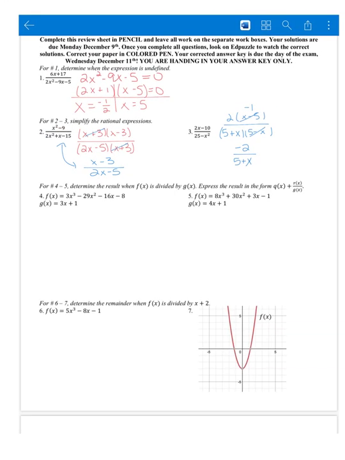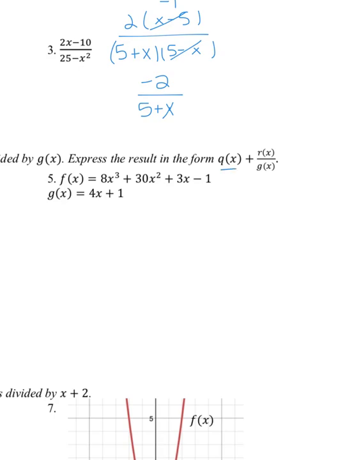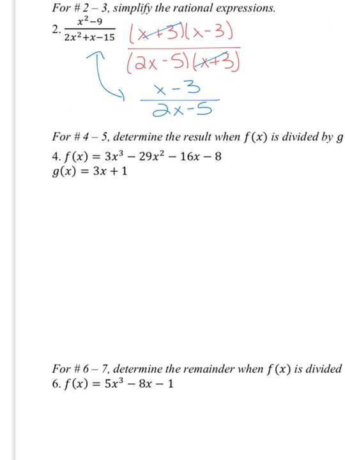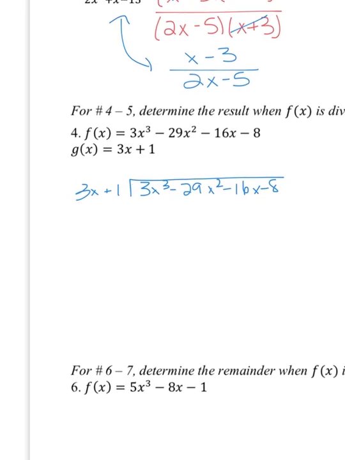Numbers 4 and 5, determine the result when f of x is divided by g of x. Express the result in this form. So this is just the quotient plus the remainder over the divisor. Okay, so this is your long division. So for number 4, you're dividing by 3x plus 1, and the dividend is 3x to the third minus 29x squared minus 16x minus 8. So you're not missing any terms in the dividend, and everything's in descending order, so you can just go right ahead and do the long division.